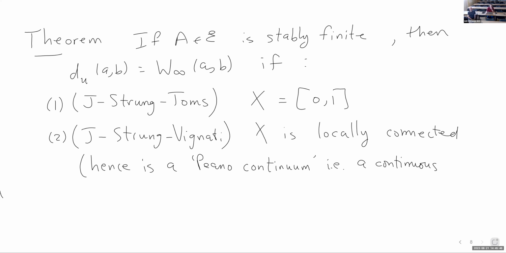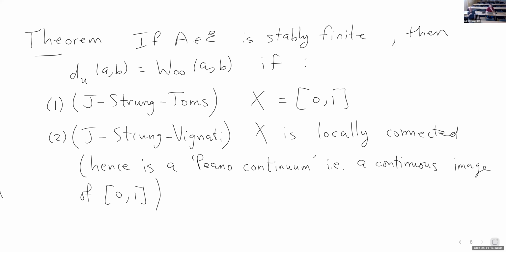So I'm talking about the spectrum of normal elements. Later on, I'll remove that from the plane altogether. Now it's actually in the plane. So it's a continuous image of [0,1].